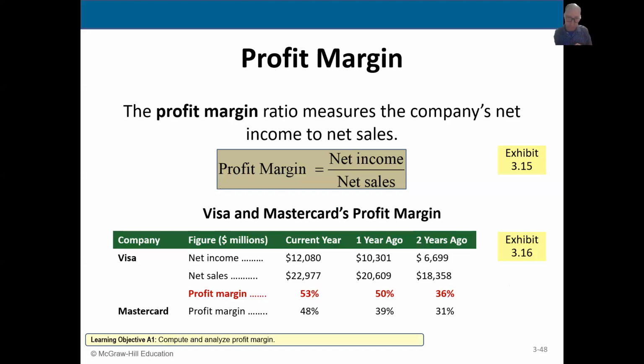Look at the example here. We have Visa. Net income, $12,080. Sales were $22,977. That gives them a profit margin of 53%. That's huge. Okay, 53% is a lot of profit. That's a lot of profit for any business, let alone a credit card company, right? 53%. Again, helps us to understand the profitability of the company.